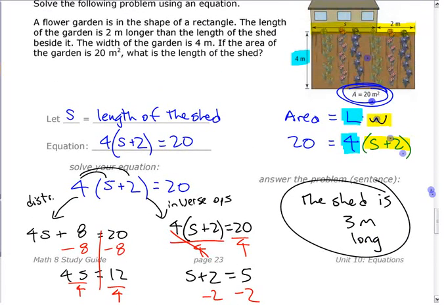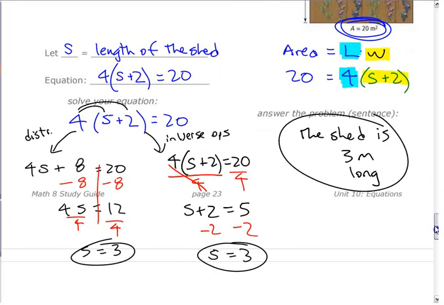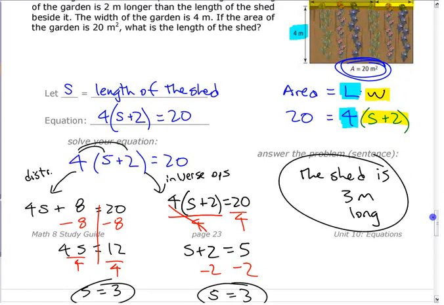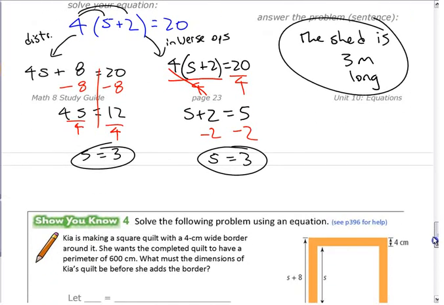If you want, step 5 again. If this is 3, 3 plus 2 is 5. 5 times 4 is 20. It works, right? Right now what you need to do is the other two parts of the first example, and then the show you know questions. The show you know questions along the way here.